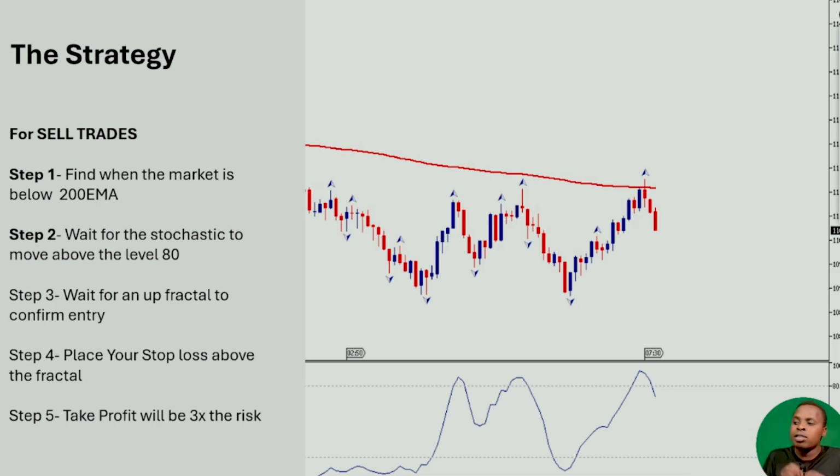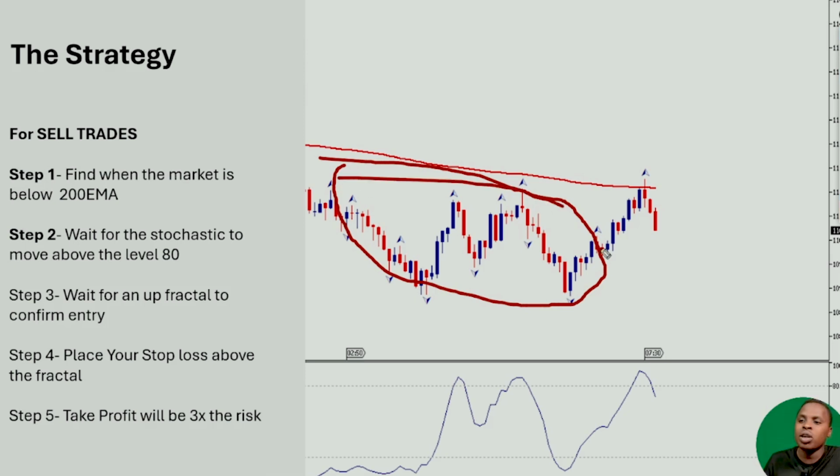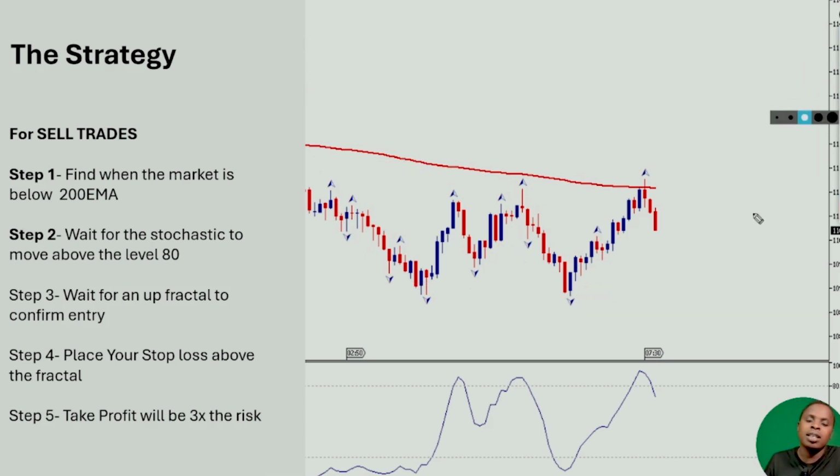Step number two is wait for the stochastic oscillator to move above level 80. First I said the market is below the 200 EMA, and you are not looking here. When we say the market is below the 200 EMA, you are looking at where the market is at the moment. I think this is something that causes confusion for a lot of people. It has been moving below all this time, but look at where the market is. Right now the market is here, so just make sure that this closing point, the last candle, is below the 200 EMA. That's what you want to know first.